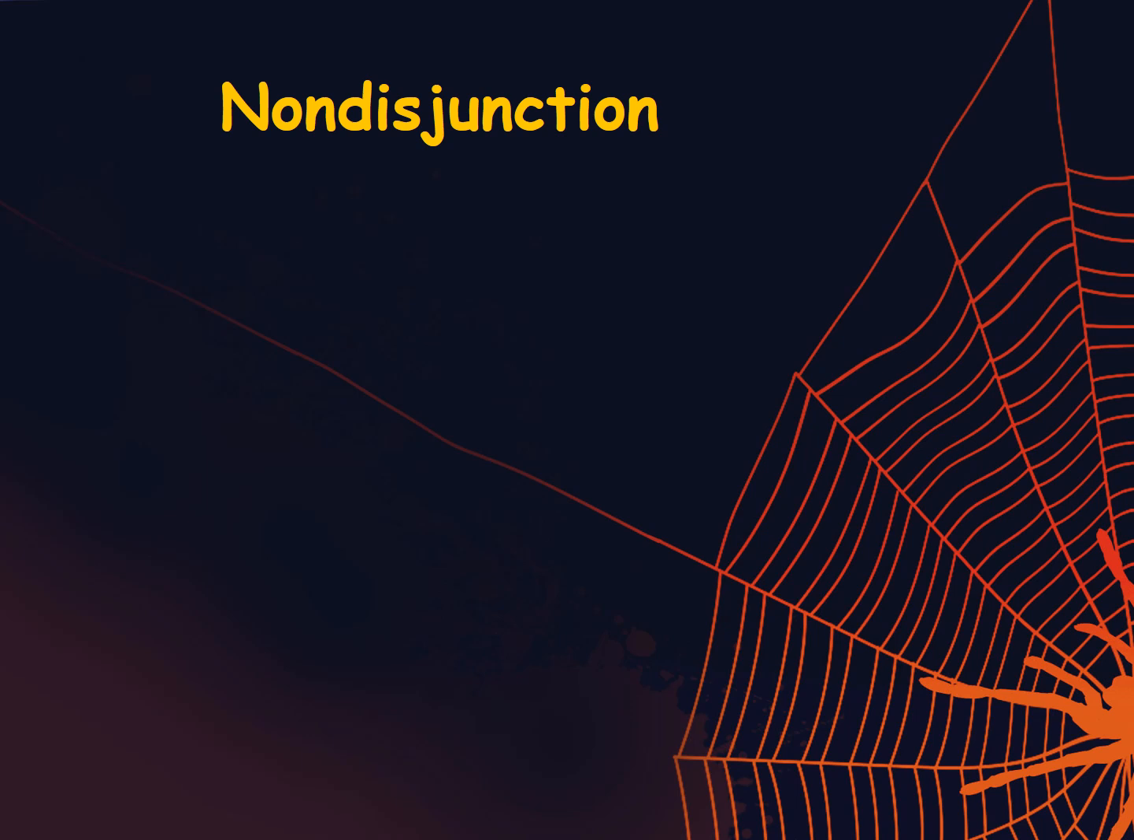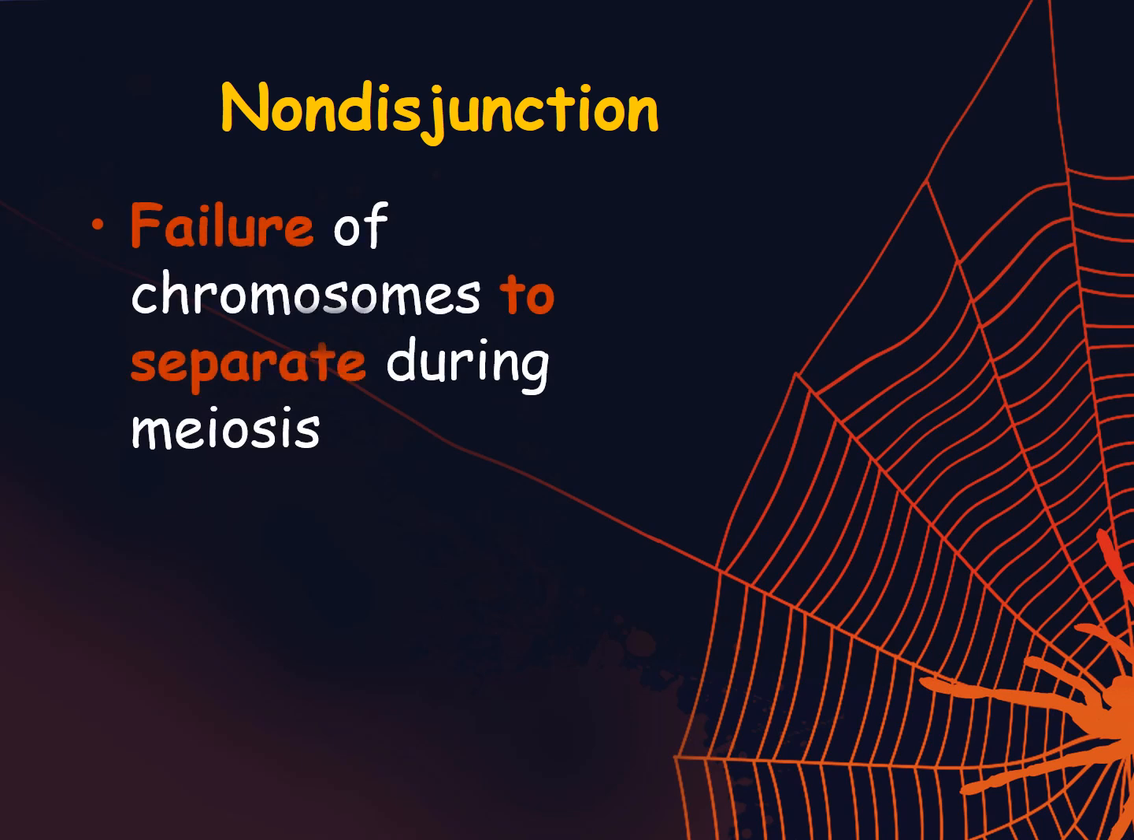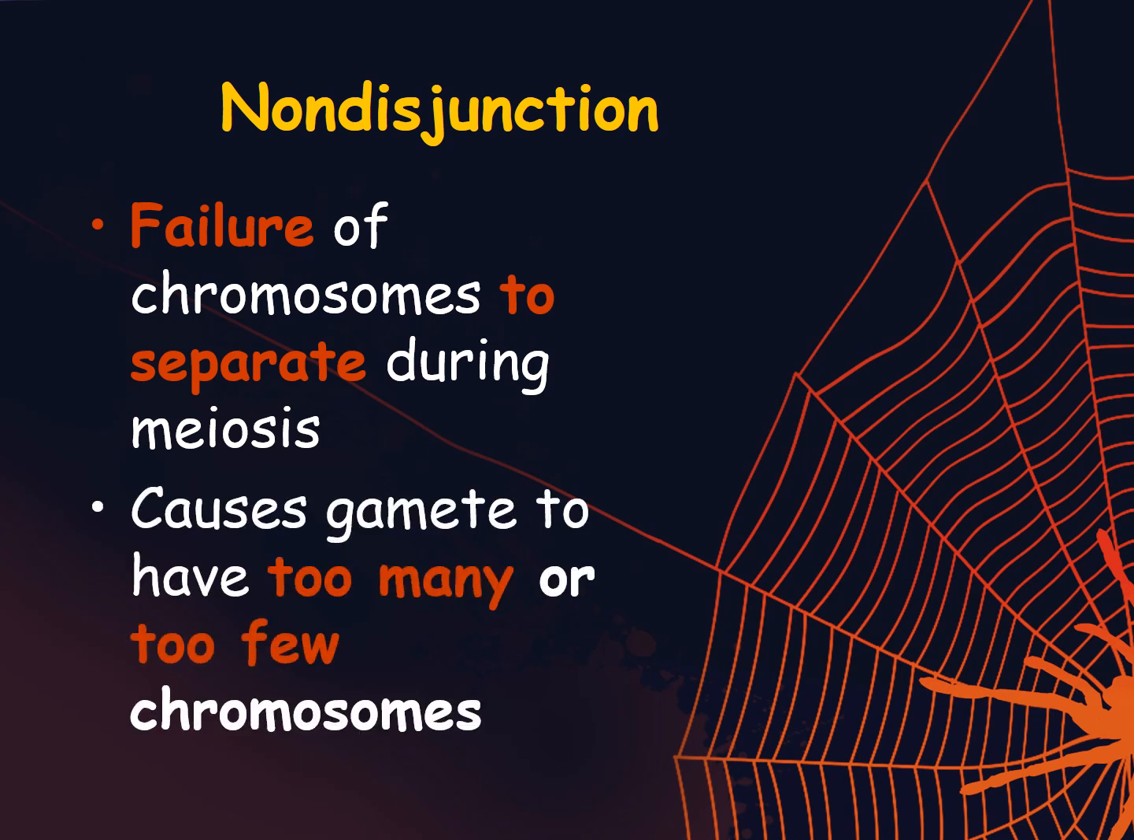Now, non-disjunction is probably one of our biggest issues when it comes to chromosomal issues. Because what happens is during meiosis, remember, we have them lined up in pairs, and then the second round they line up single file. But somewhere in this process, things don't separate the way they're supposed to. And so that way, the gamete's going to have either too many or too few chromosomes.